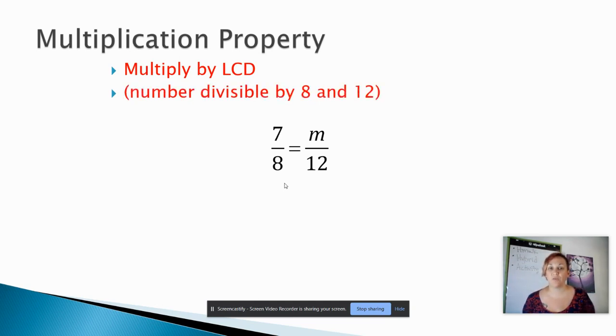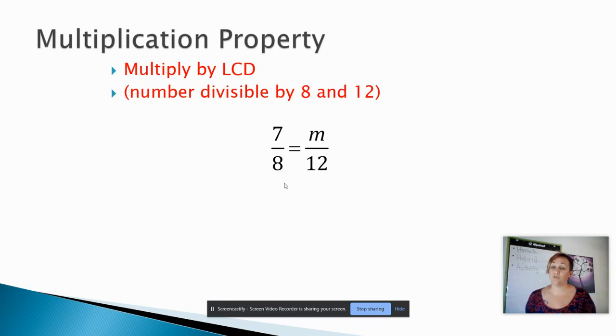So think of a number that you can divide by 8 and it works nicely, and that number can be divided by 12 and that also works nicely. What I will do to try to find my LCD is start with the larger number. So between 8 and 12, that would be 12. First I will check that number. Can 12 be divided by 8? And the answer is no, not nicely anyway.